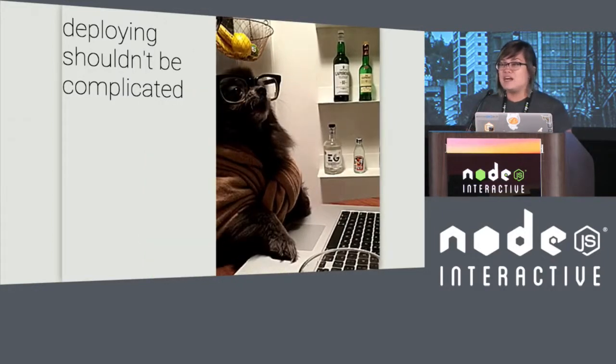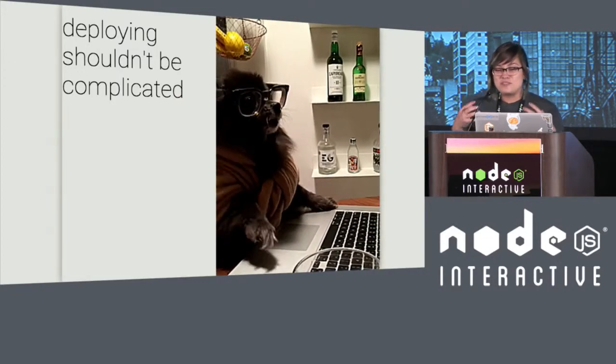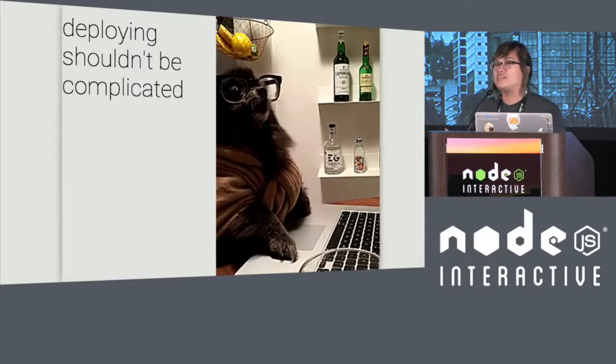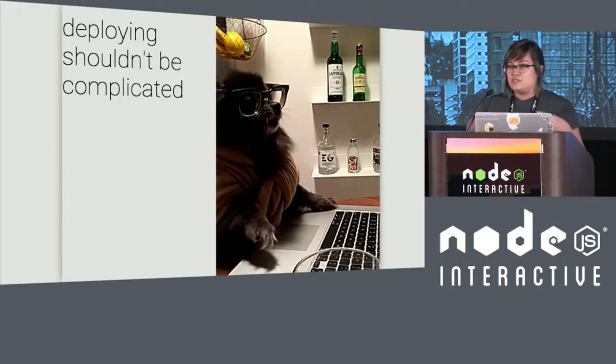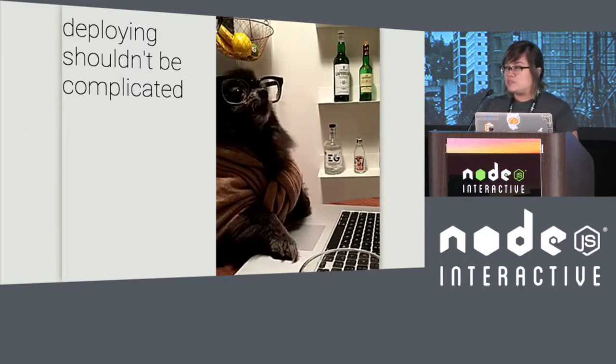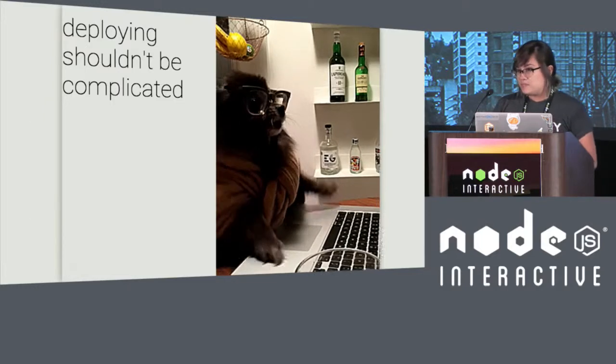Deploying should not be complicated. So you spend all your time making your application, making your project. You don't want to spend that time doing the deployment, getting it to the people that you made it for. So you see Toshi gets extremely angry when deploying is hard.